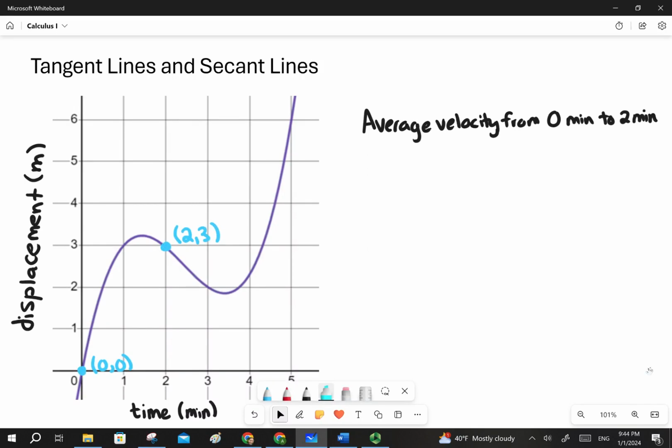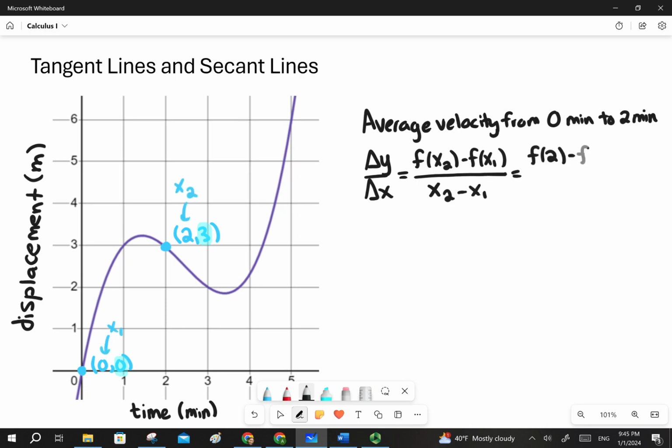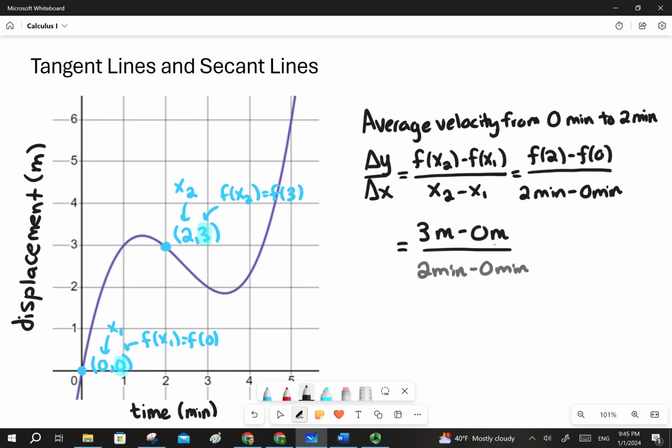Look at the corresponding y-coordinates, in this case 0 and 3, respectively, and then calculate delta y over delta x, which is f of x2 minus f of x1 over x2 minus x1. So f of 2 minus f of 0 over 2 minutes minus 0 minutes, which equals 3 meters minus 0 meters over 2 minutes minus 0 minutes, so 3 over 2 meters per minute.